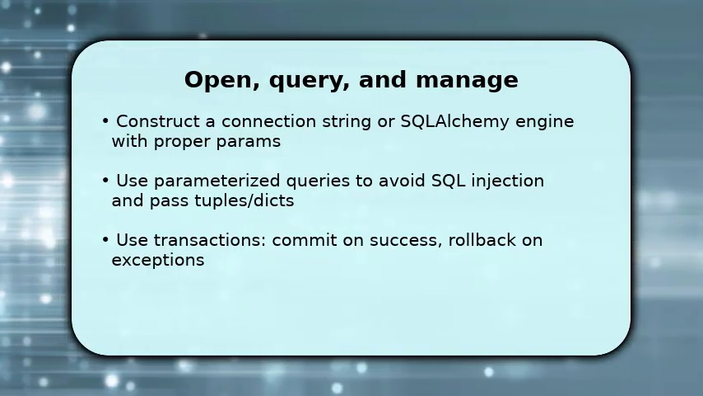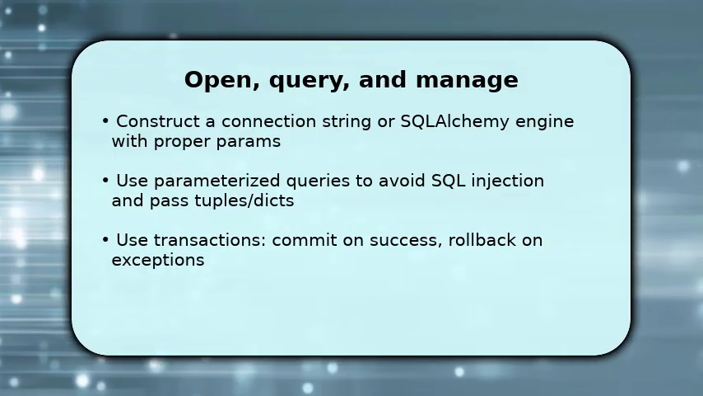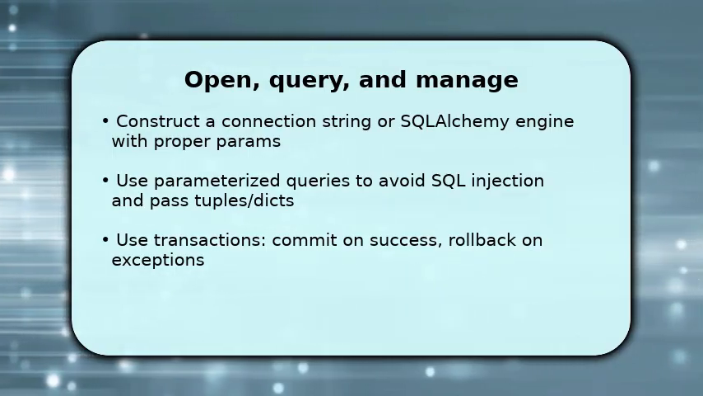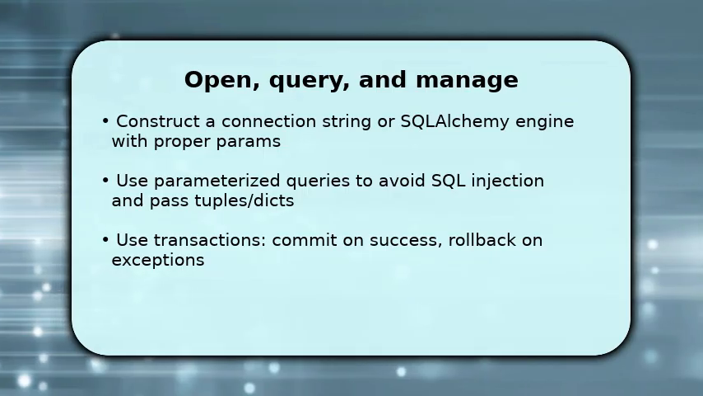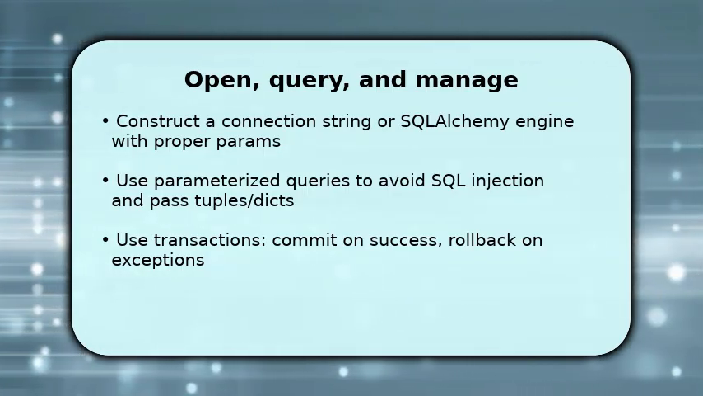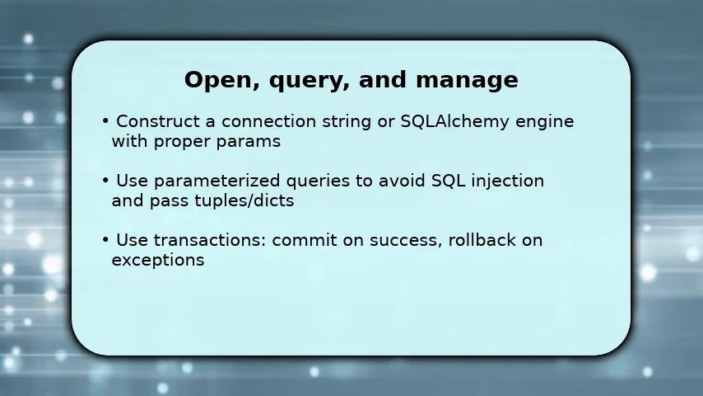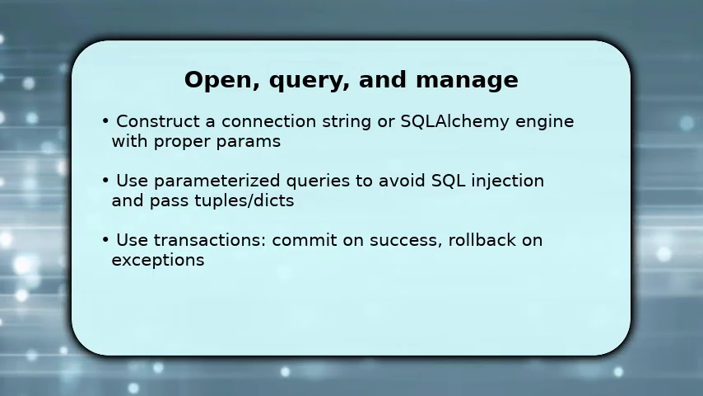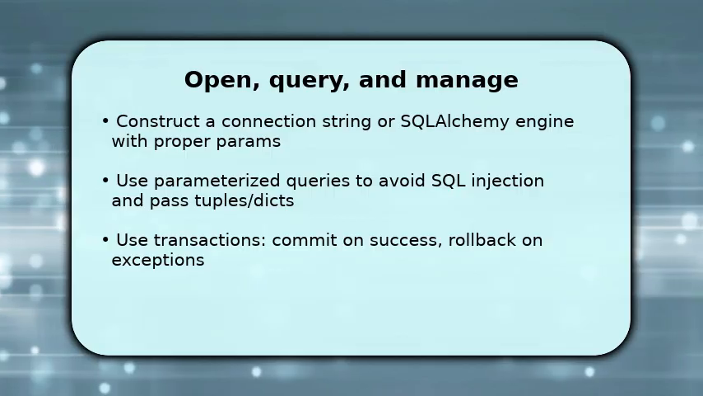Use transactions explicitly. Begin, then commit when work succeeds and roll back on exceptions. Fetch rows with cursor. Fetch all or iterate for large sets, and map results to dicts or data classes if needed. If using SQLAlchemy, leverage sessions and the ORM for cleaner object mapping.